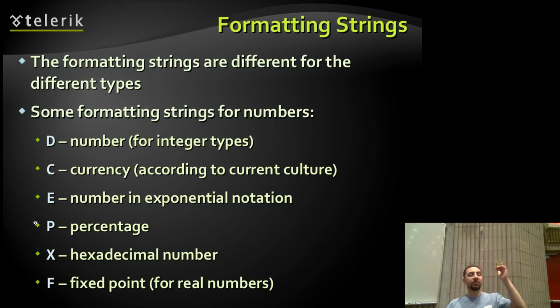So a couple of things is letters. Letters mean something. We're almost reverting back to things like printf, where you had to know what the data type was. So you can have numbers, currency, exponential notation, displayed as a percentage. So that would mean if you put in 0.1, it would display as 10%. Hex. Fixed point for a fixed number of decimal places.